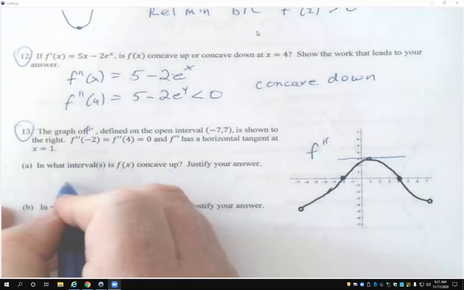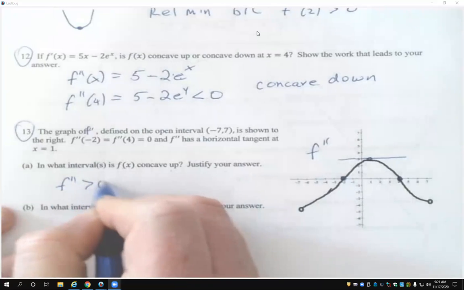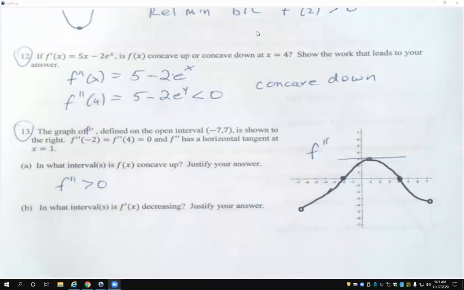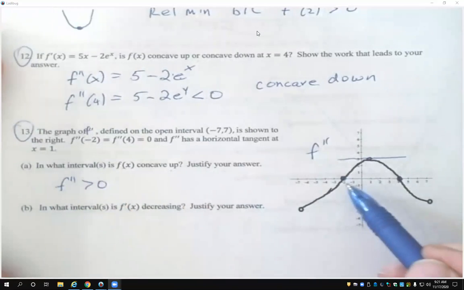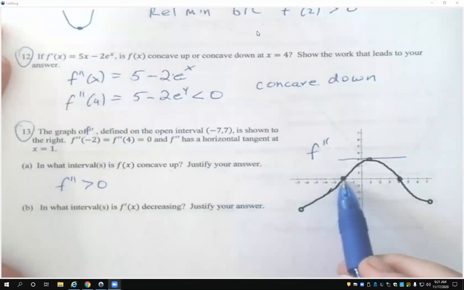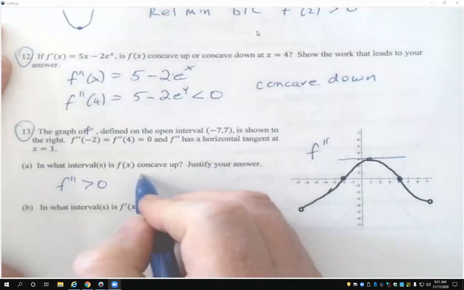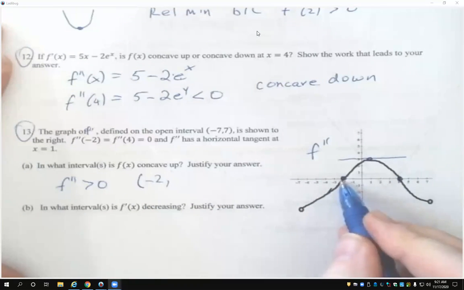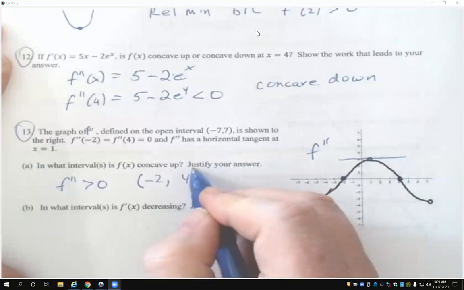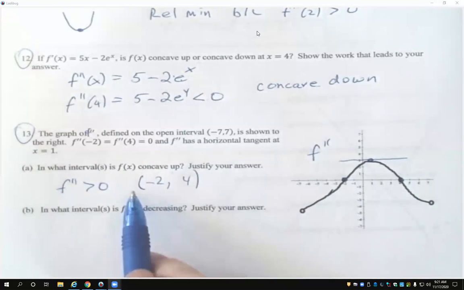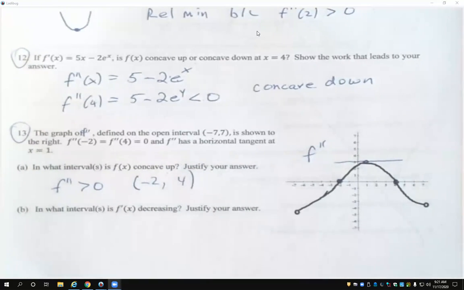The justification is when f double prime is positive. That's the graph of f double prime, so I go find when I'm positive. That's why they had to tell me what these exact zeros are, so I know when I'm positive. I'm positive from -2 to 4. Not equal to, so no brackets there, because I'm 0 there. Not positive, I'm 0.